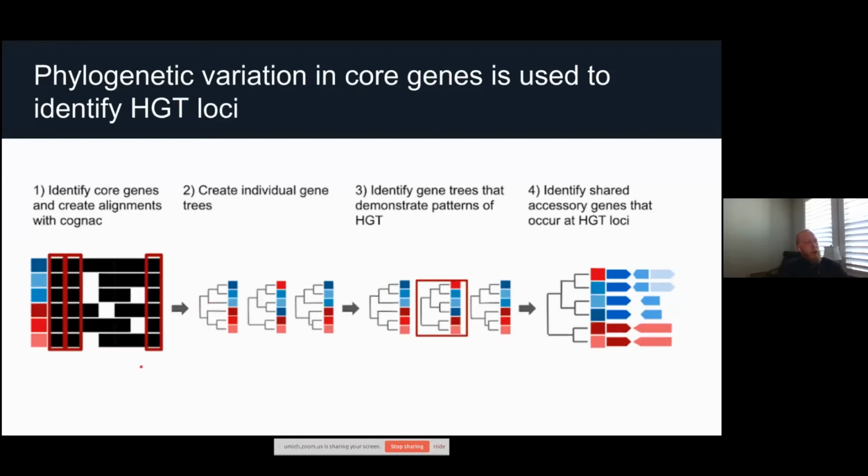So a brief overview of our pipeline: we first identified core genes with cognac and created the concatenated gene alignment. We then partitioned that alignment and built the individual gene trees. And then we wanted to identify specific gene trees that exhibit patterns of horizontal gene transfer, and then see if there were any loci where there had been pan-genome duplication events at a locus that exhibited patterns of HGT.